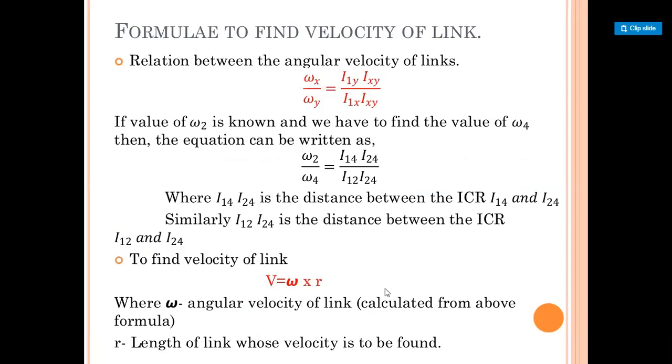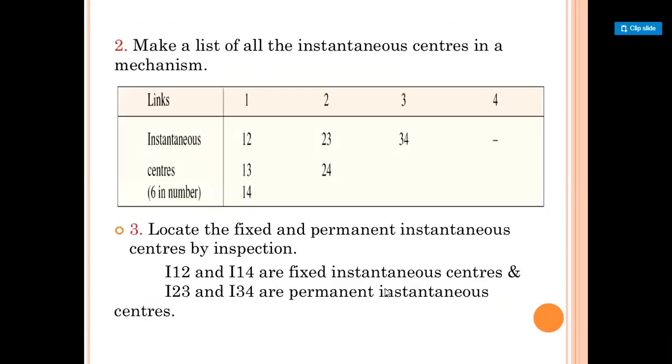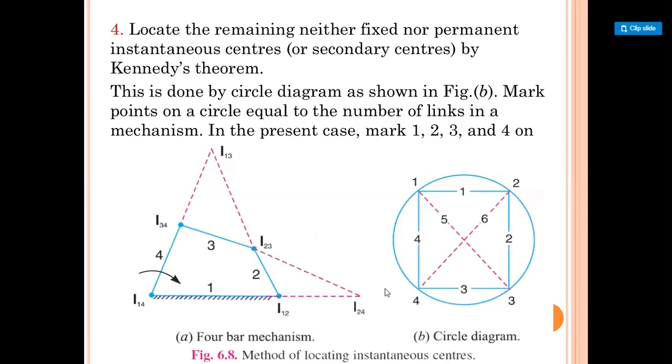Relation between the angular velocity of link: omega x divided by omega y equals the distance between the two instantaneous centers divided by the distance between the other instantaneous centers. Suppose the value omega 2 is known and we have to find the value of omega 4, then the equation can be written as omega 2 upon omega 4, right? If we see the figure, then you can understand easily.